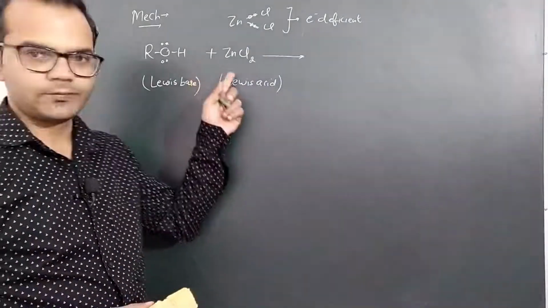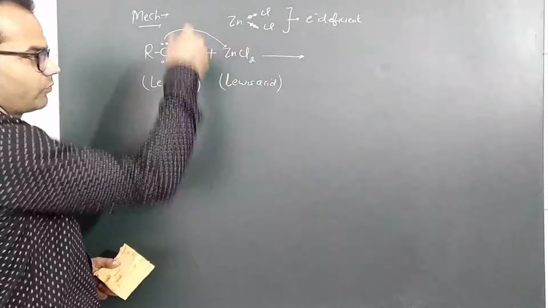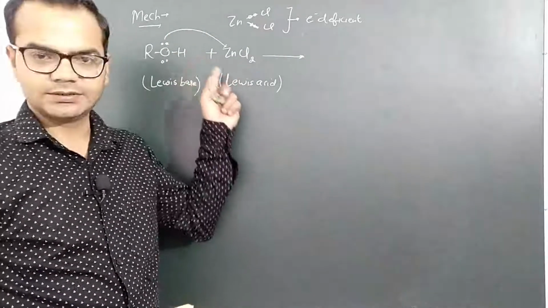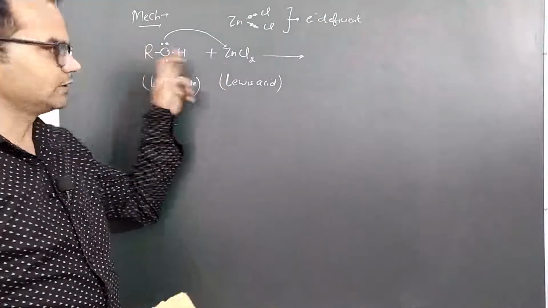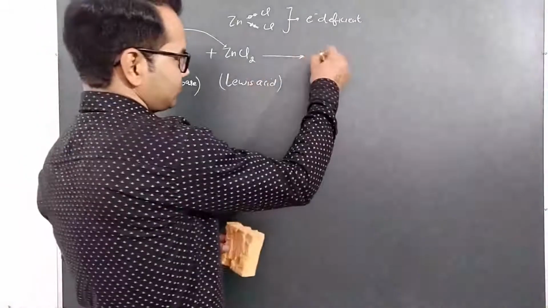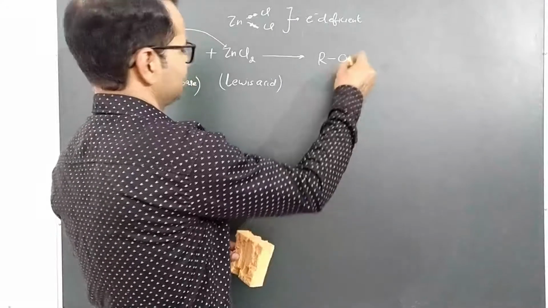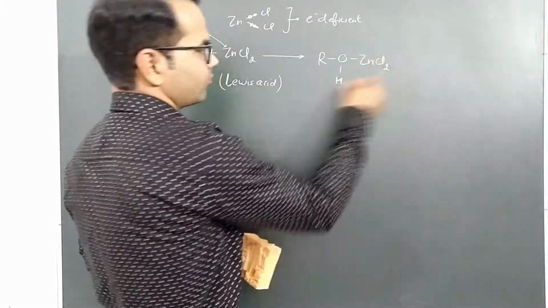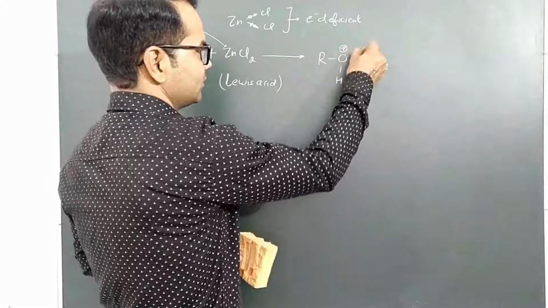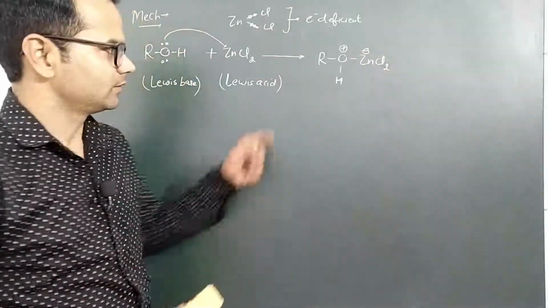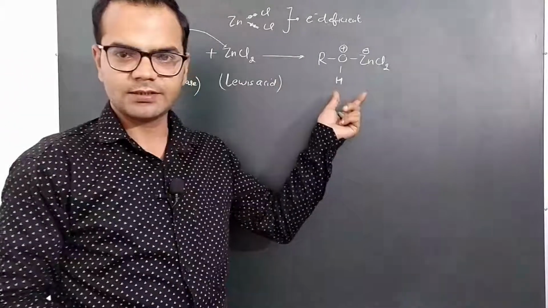And second reason, it has vacant d orbitals also, so this lone pair will shift to the vacant d orbitals of zinc, and zinc can accept this lone pair because it is electron deficient. So there is a bond formation between oxygen and zinc. So we will obtain this structure. The lone pair is shifted from oxygen, so there is a positive charge on oxygen and negative charge on zinc. So by the interaction of Lewis base and Lewis acid, we obtain this structure.